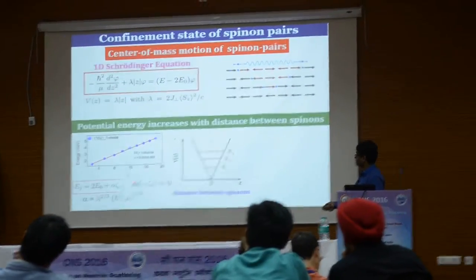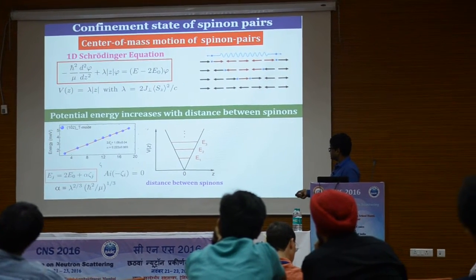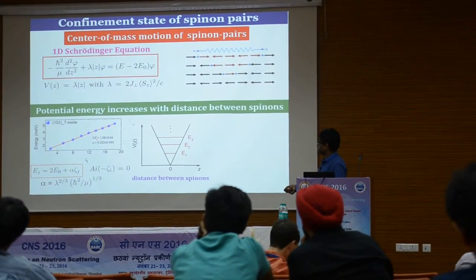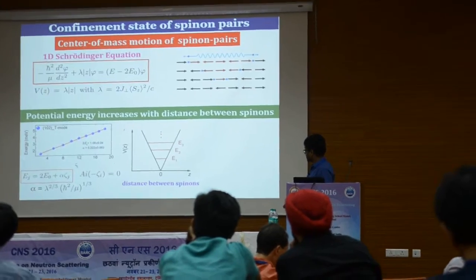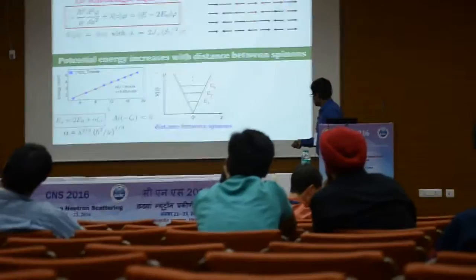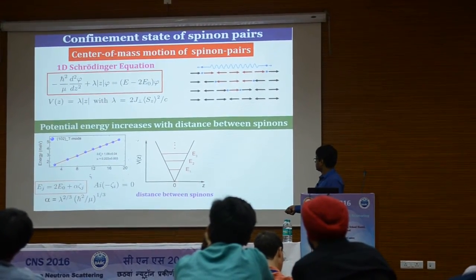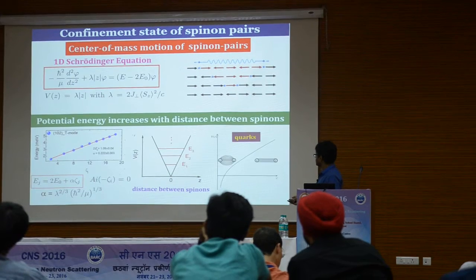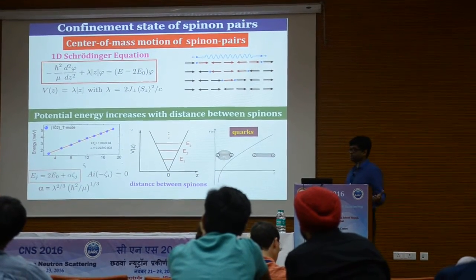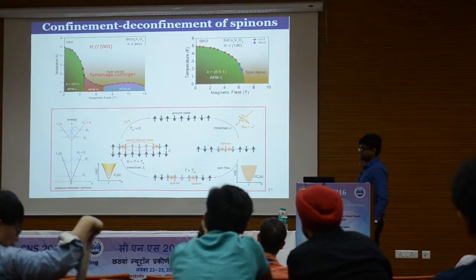So here I show the peak energies and the mathematical solution, which is a function of the negative zeros of the Airy function. You see there is a straight line, and it shows that it is a linear confinement potential. And this is the pictorial representation of the potential: with the distance between the spinons, the potential energy is increasing, which is equivalent to a confinement potential. When you separate them, your potential is also increasing with distance.